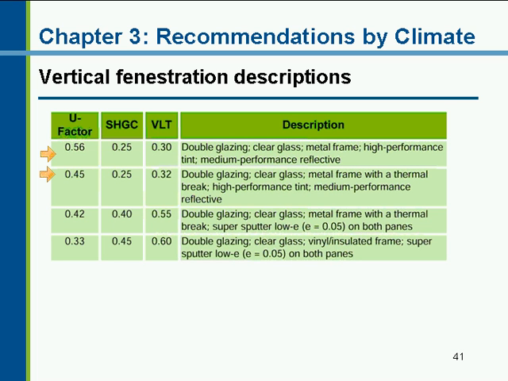To get to the 0.45 U factor, it's double glazing, it's got the same type of glass in it, but now you've got a metal frame with a thermal break. So if you think about a metal frame, there are several ways that people do the thermal breaks. They can provide a bridge thermal break where they actually have a piece of rigid material that's more insulating that actually holds the inner portion and the outer portion of the metal frame together. And that's the older technology that's been used for a long period of time.